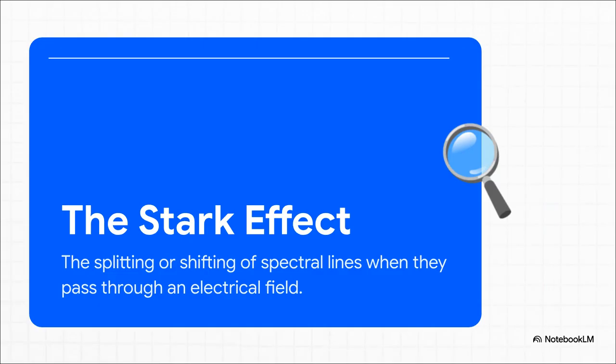So first, just a quick refresher. The Stark effect, discovered way back in 1913, is what happens when you take an element, look at its unique light signature, its spectral lines, and then you hit it with an electric field. Those lines shift and split. Now that part, the observation itself, everyone agrees on. The real debate is about why it happens.